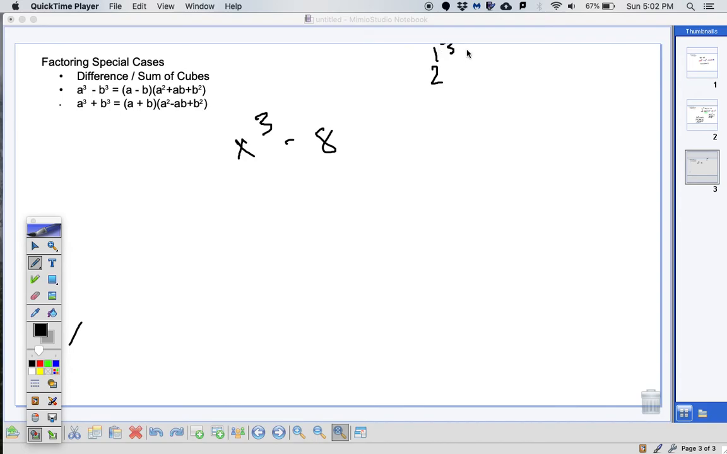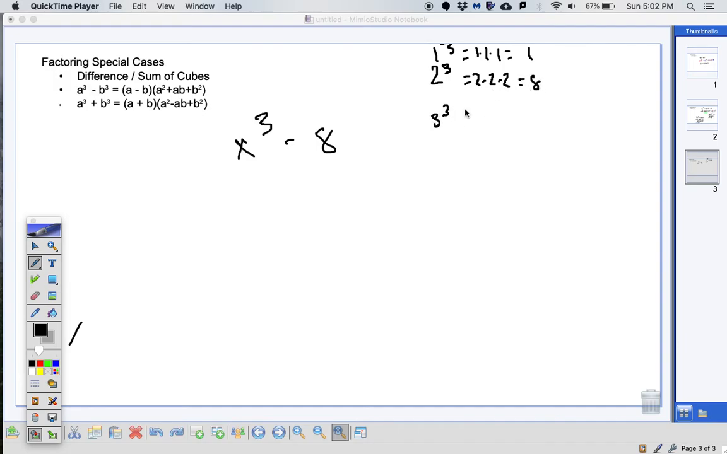1 cubed is 1 times 1 times 1, and that is 1. 1 times 1 times 1 is 1, not 3. What about 2 cubed? That'd be 2 times 2 times 2. 2 times 2 is 4, times 2 is 8.